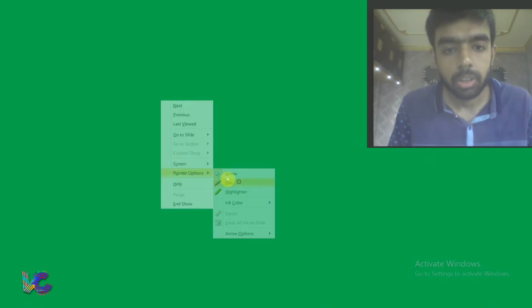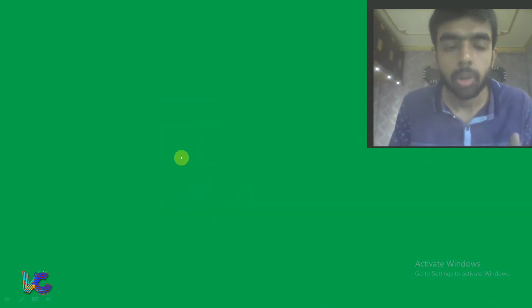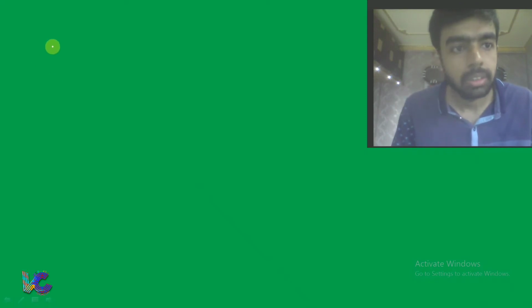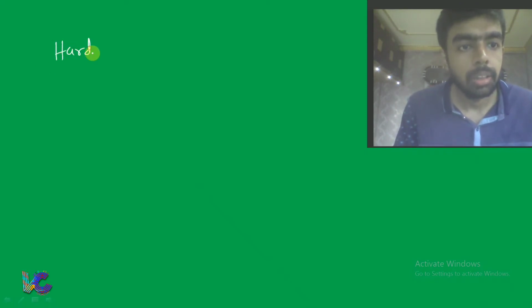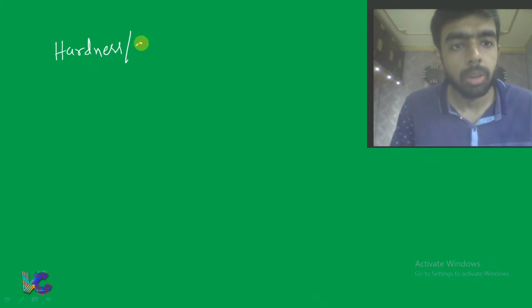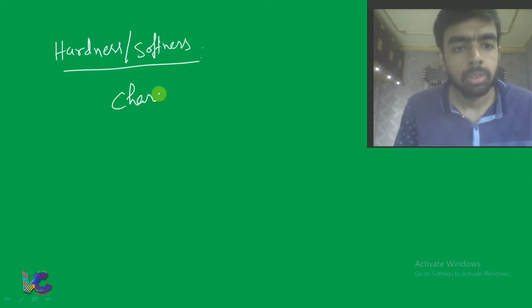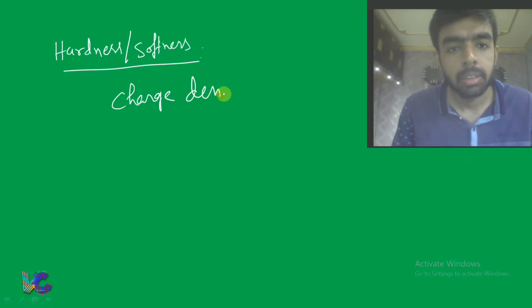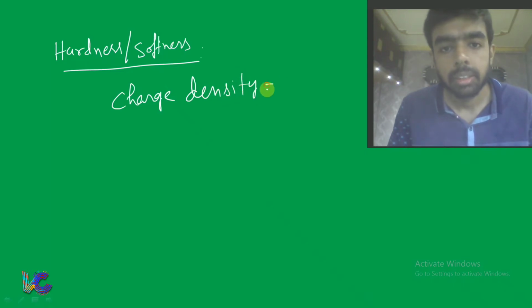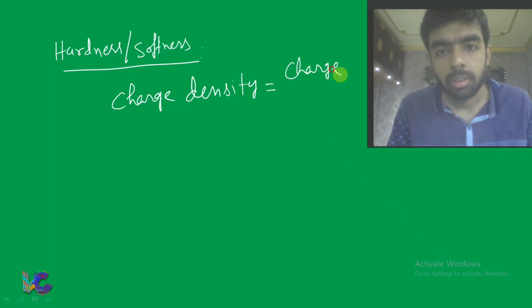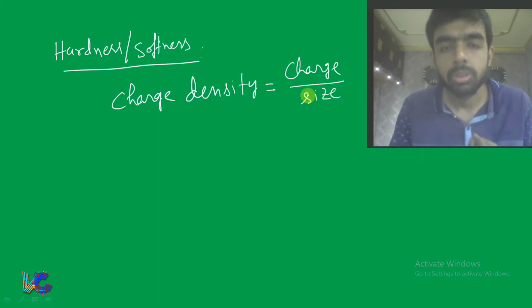Now when we are talking about hard and soft, that means hardness or softness, we have to define it. Hardness or softness can also be explained from charge density. Now what is charge density? Charge density means the charge to size ratio.